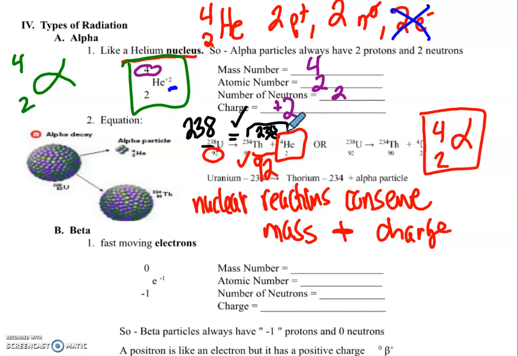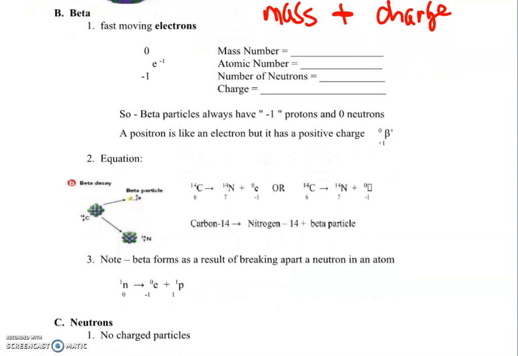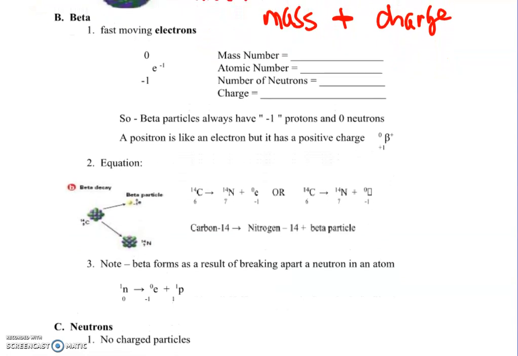Okay, let's move on to the beta particles now. Those are pretty much just the same thing as an electron. So if we take a look at these beta particles, they are pretty much just fast-moving electrons. As you recall from chapter 3, electrons have no mass, or their mass is so small it's almost 0. We're going to skip atomic number. I'm going to come back to that. How many neutrons do electrons have? None. They're electrons. What is the charge of an electron? -1.